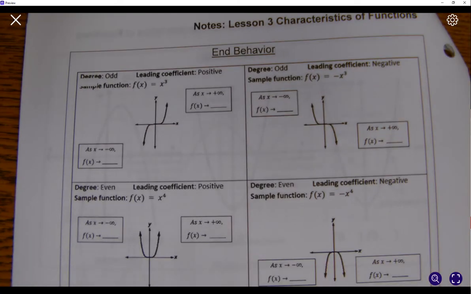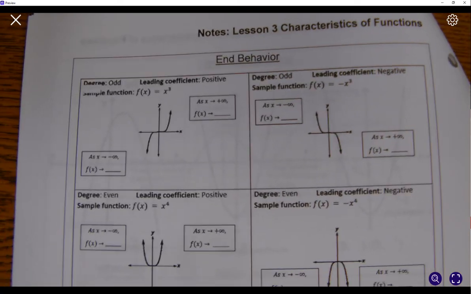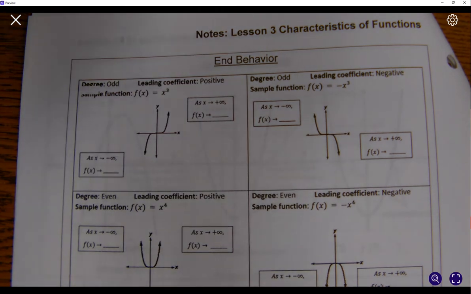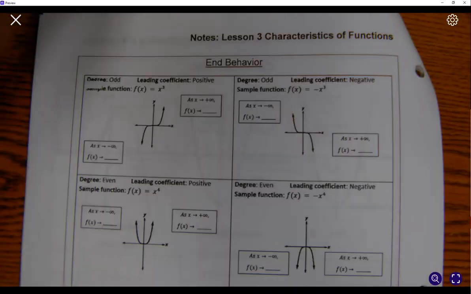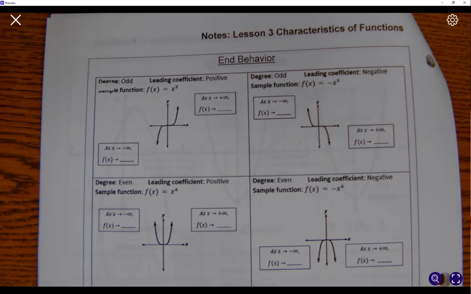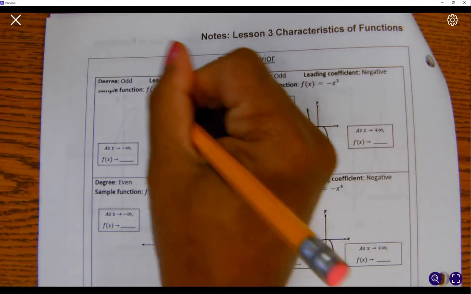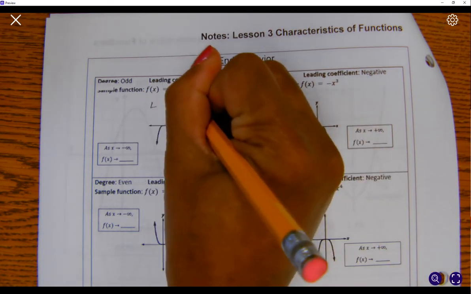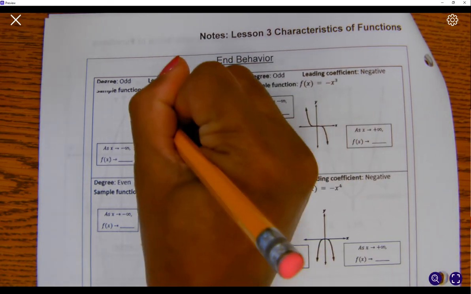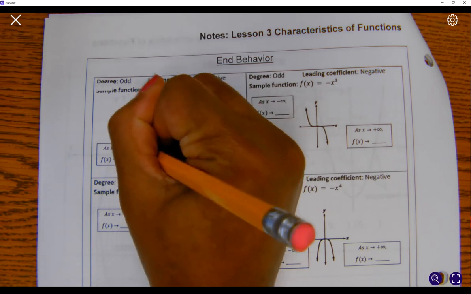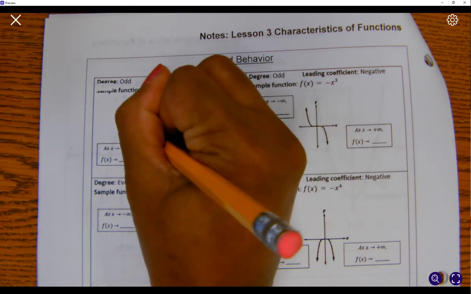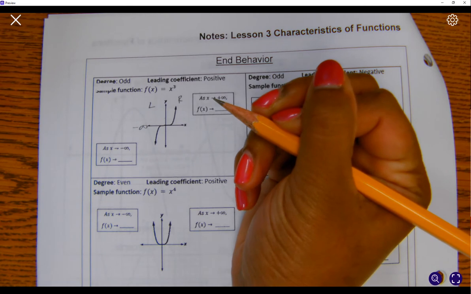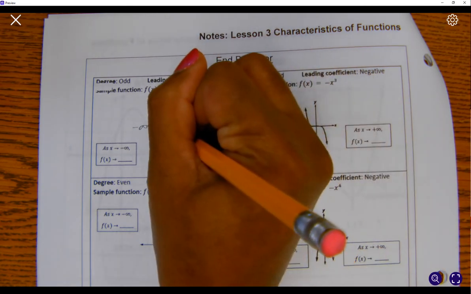Alright, so here is part 2 of the video. We're going to look at end behavior of a function. So end behavior of a function, basically we look at what your graph is doing on the left side and the right side. On the left side of the graph, we say that x is going to negative infinity, meaning that's where negative infinity is. And then we see what the graph is doing.